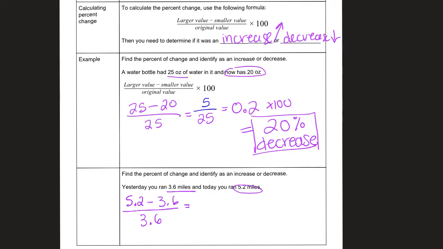Okay, then I'm just going to do the subtraction. 5.2 minus 3.6 is 1.6. So now it's 1.6 divided by 3.6. When I divide that, I get 0.44, and that 4 repeats. Then I need to multiply by 100 to make it a percent. That's 44.4 repeating percent. And I ran more today than I did yesterday, so that is an increase.